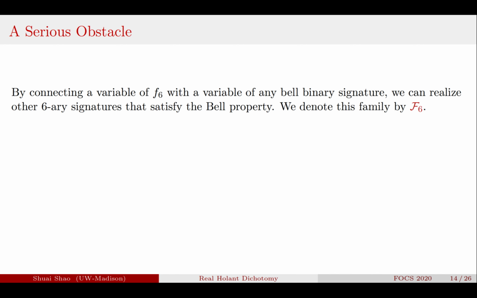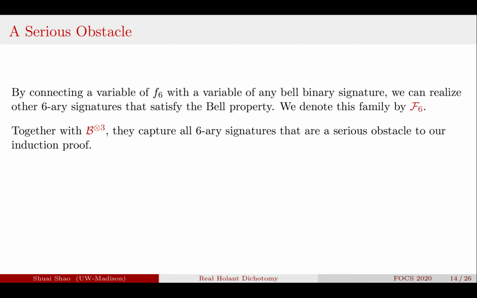Actually, by modifying this signature f sub 6 using binary signatures, we can also realize other arity 6 signatures that satisfy the Bell property. We denote this family by script F sub 6. And we use script B sub tensor to the power of 3 to denote the set of tensor products of 3 biobinary signatures. Together, they capture all arity 6 signatures that are a serious obstacle to our induction proof.